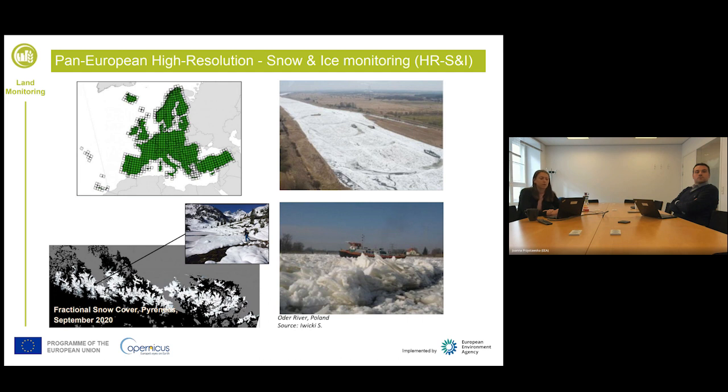Because they can help us to assess natural hazards, for instance, avalanches, floods, detecting river ice jams. The data can also be used in winter tourism, agriculture, forestry, and in research. Here you have two use cases. On the bottom left, you can see an image from the Pyrenees from September 2020. This is the fractional snow cover image. That year, snow was detected very early, in September already. Near real-time observation allowed for a quick response. Some trails and roads were closed, maybe some lives were saved.